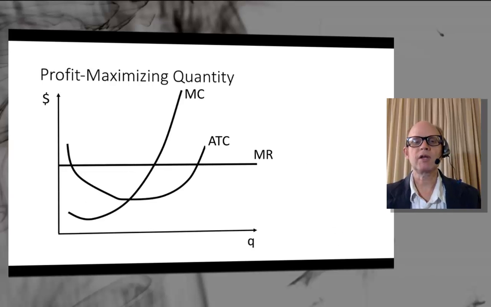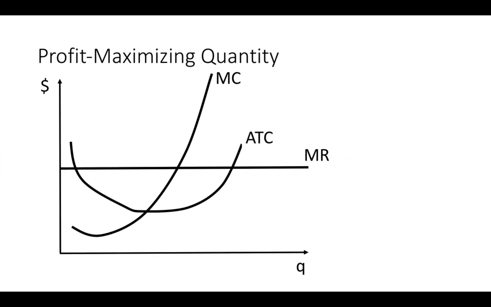So we can look at this figure here to try to determine the profit maximizing quantity for a firm in a perfectly competitive market. Of course, the profit maximizing rule is that you operate where marginal revenue equals marginal cost. So it's just this point right here. The quantity that this firm would produce is right here, again, where marginal revenue equals marginal cost. There's Q star.